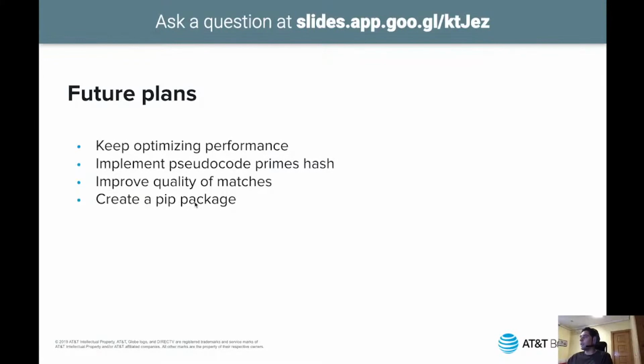Also, in general, the IDA version is currently generating more matches than my version. So I also plan to work on improving the quality and number of matches, and make sure they are all the matches that you can generate from the binaries. And also some more usability features, like creating a pip package for easier usage and all that.